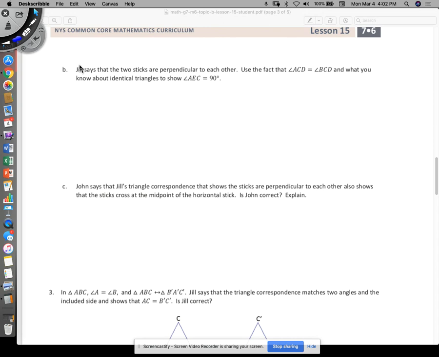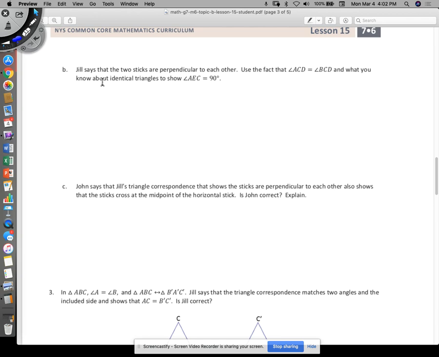All right, so this will be the last one I do with you here. So try, B and C. And then you guys are going to do 3 and 4 and 4B. Jill says that there are 2 sticks that are perpendicular to each other. Use the fact that angle ACD and angle BCD and what you know about identical triangles, can that prove that angle AEC is a 90 degrees?